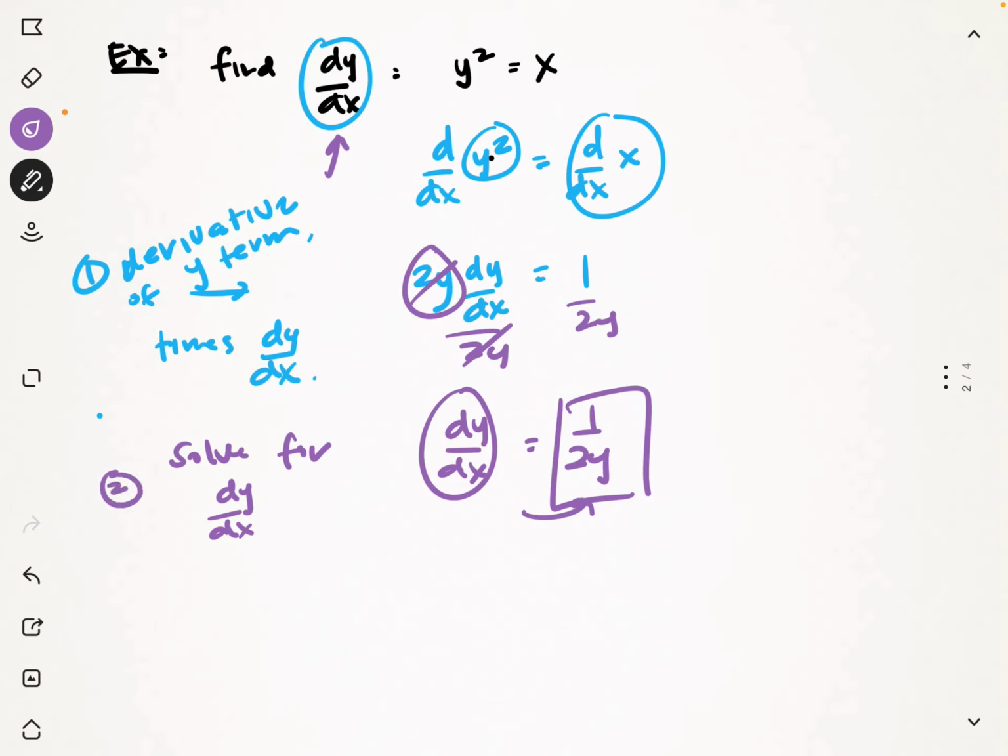Okay, so again, we're going to derive everything we can. If we derive something other than an x, we just tack on that dy dx to it, or dz dx, whatever our variable is other than x. And then we're going to solve for that dy dx or dz dx or whatever they're asking for.